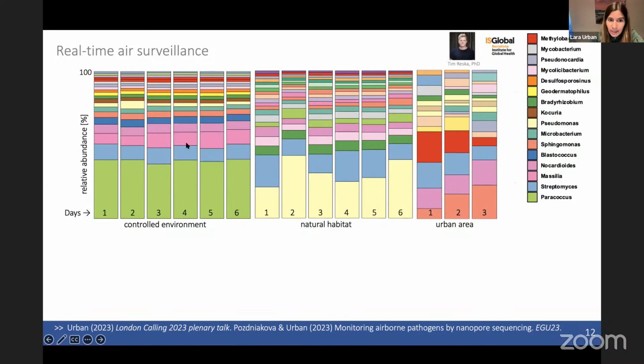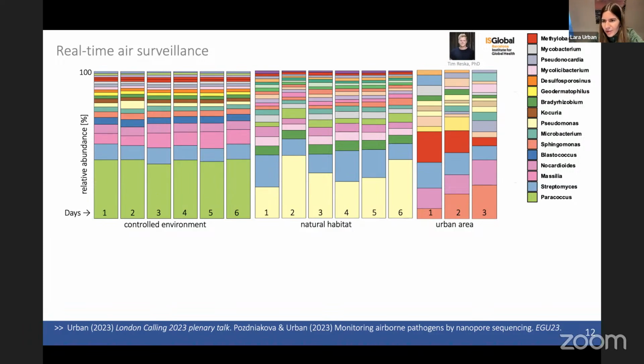And most importantly, we can show that we can distinguish really ecosystem-specific air microbiomes between these locations. And as you can see, they all look quite different from each other, so that we can then really think about human health consequences, or at least functional consequences, of these air microbiomes.